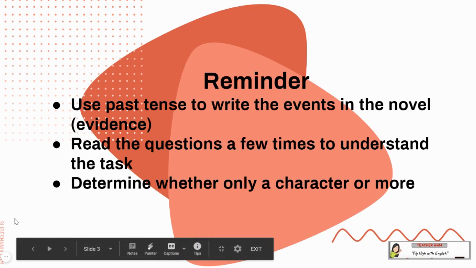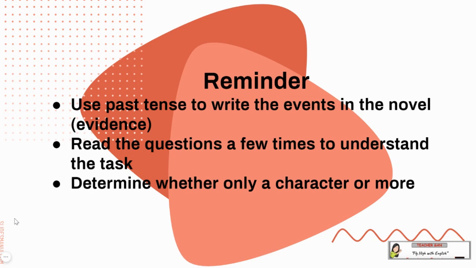Now let's look at the reminder. Remember to use past tense to write the events in the novel. Okay, for example, you are writing about the evidence to support your answers. So make sure that you use past tense. Okay, next, read the question a few times to understand the task. And then also determine whether you are writing about only one character or more than one.